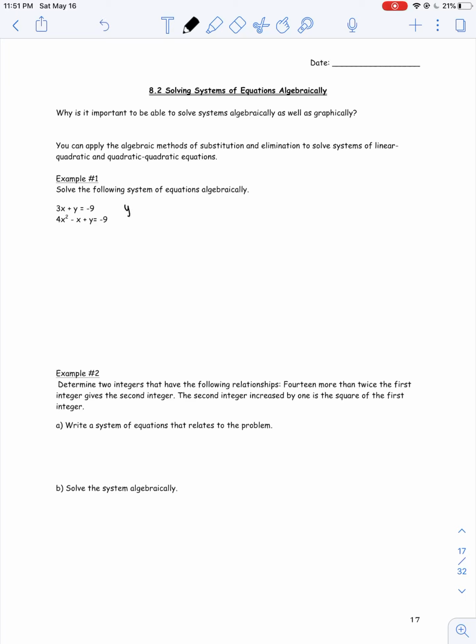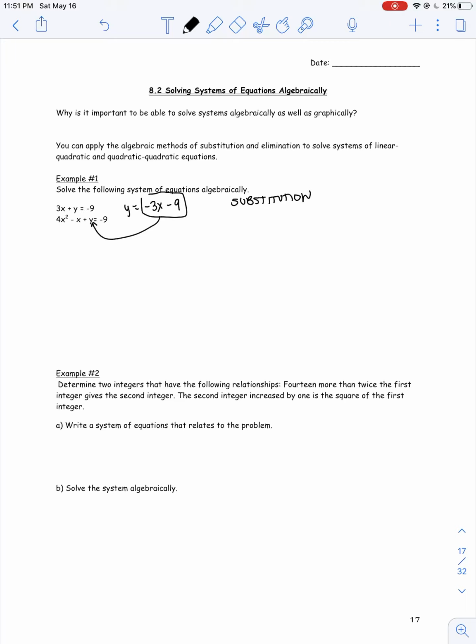Okay, so for this first one, we're going to make y equal to negative 3x, because we're bringing it to the other side, minus 9. Then we're going to take this answer of y and plug it into this spot right here of the second equation for y. Our goal is to get rid of two variables and only solve for one variable. So we only want one variable in this, so this is the method of substitution.